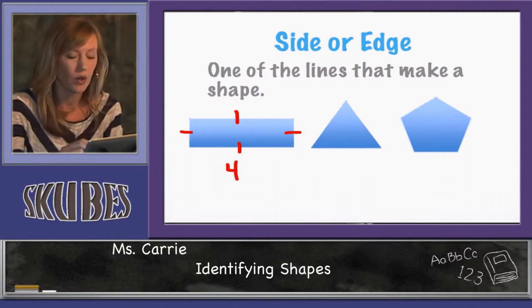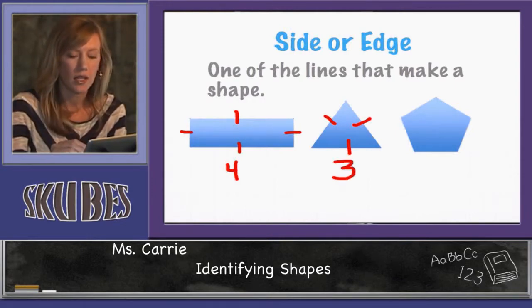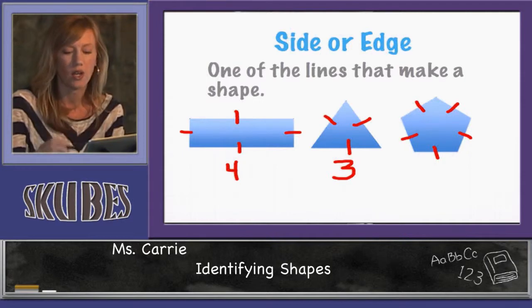On the triangle, we have a line here, here, and here. This triangle has 3 sides. This pentagon has a line here, here, here, here, and here. So this pentagon has 5 sides.